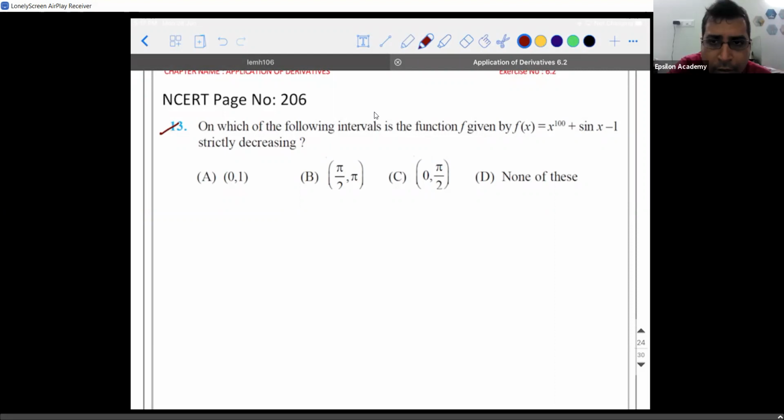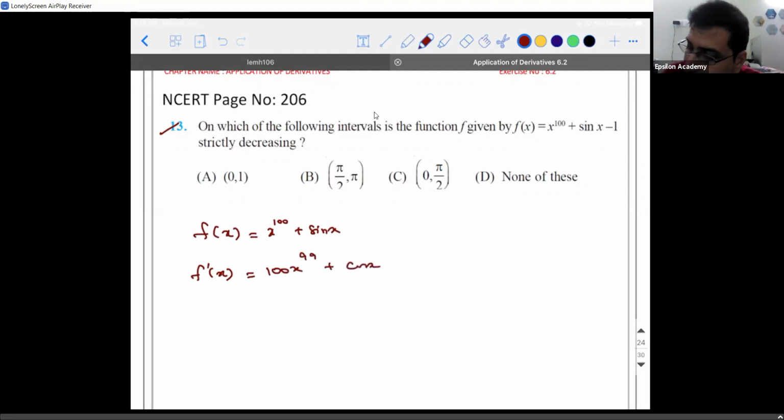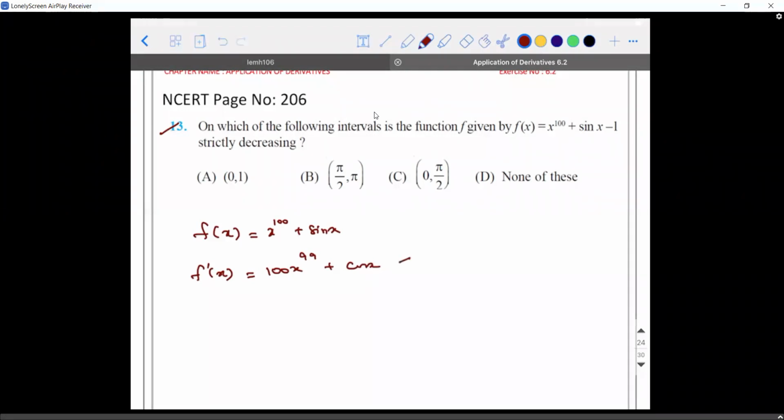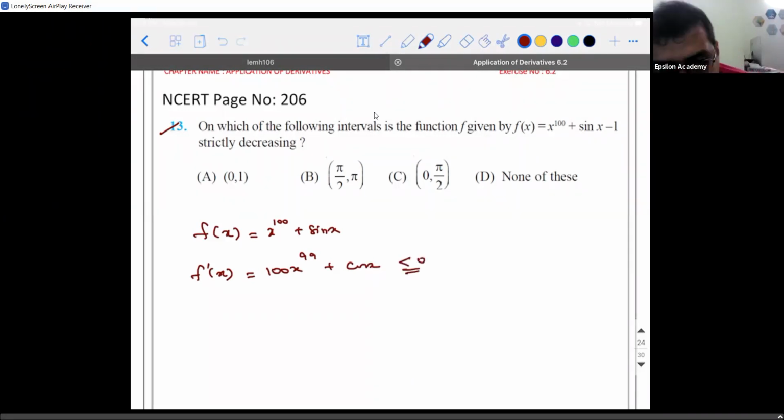On which of the following intervals is the function decreasing? So how did you do it? f of x is equal to x power 100 plus sine x. f dash of x is equal to 100 into x power 99 plus cos x. So this should be less than 0. So f dash of x should be less than 0 for strictly decreasing.